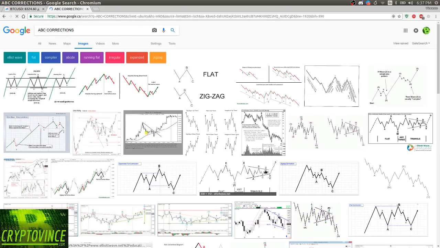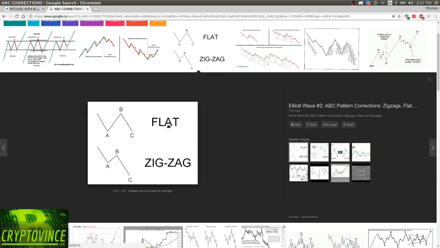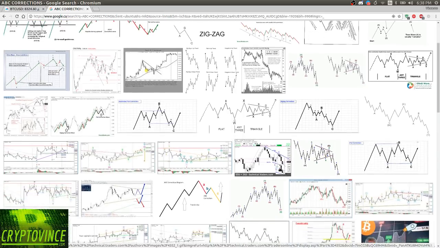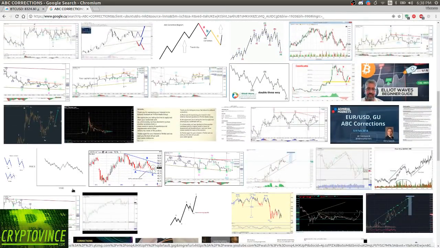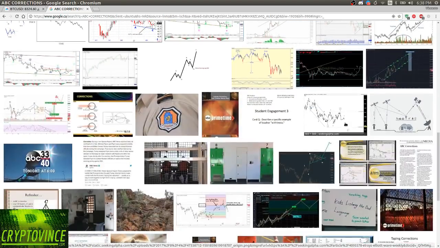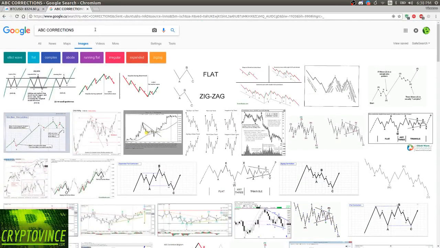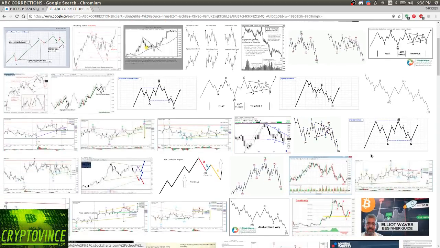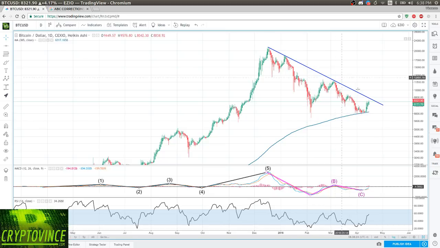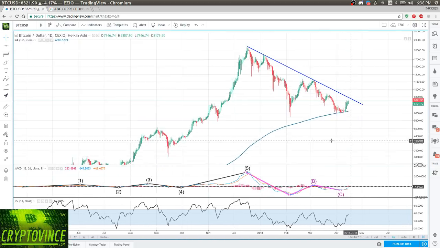I posted this a few times, but we have a flat ABC, we have a zigzag ABC. Where is the one I'm looking for? Well, there is the one where C is higher. I can't find it right now. It was here, I remember. But anyways, the ABC can be any kind of way. Of course, MACD shows this kind of ABC, but in the pattern, ABC at this moment, it's a flat one.